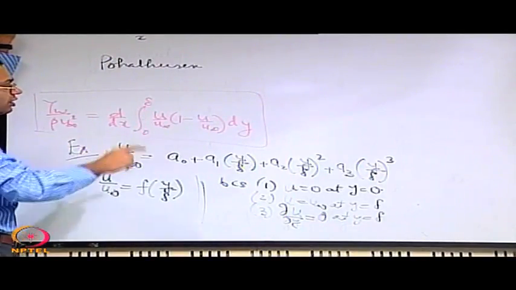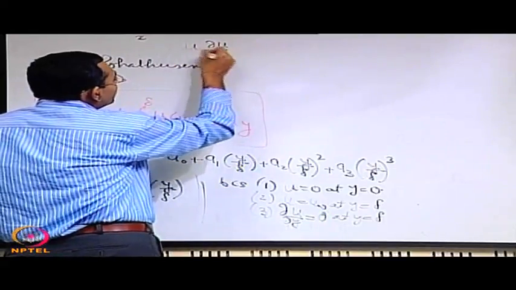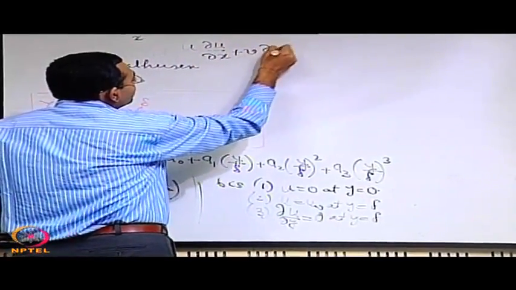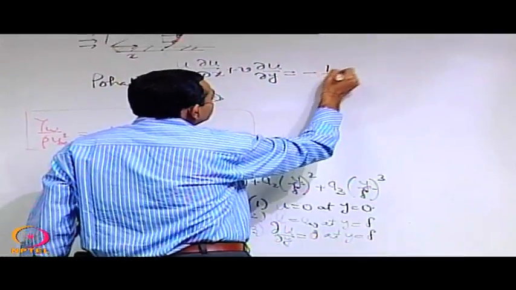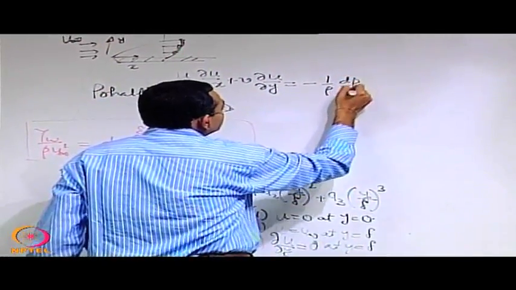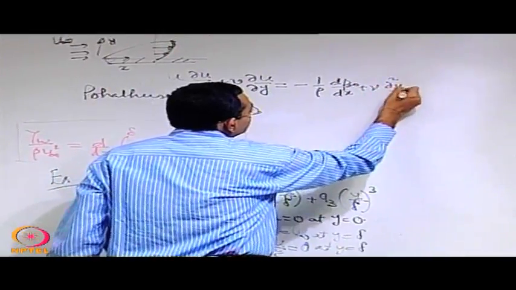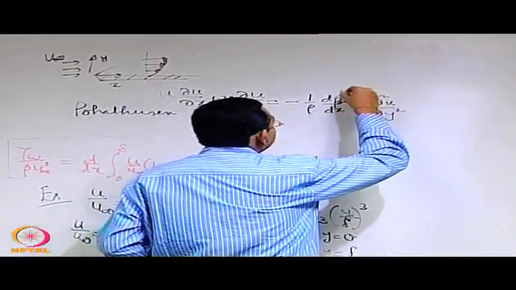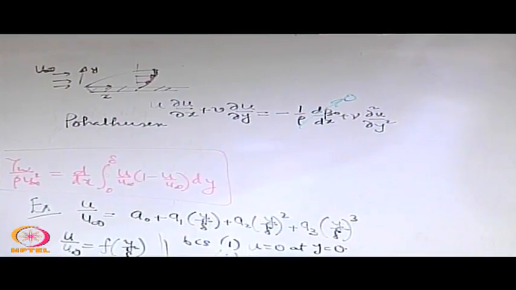So at the wall, let us write the momentum equation, the boundary layer equation basically. This is the boundary layer equation. When you consider flow over a flat plate, essentially it is a zero pressure gradient, so this term is not there. Let us try to satisfy this at the wall.